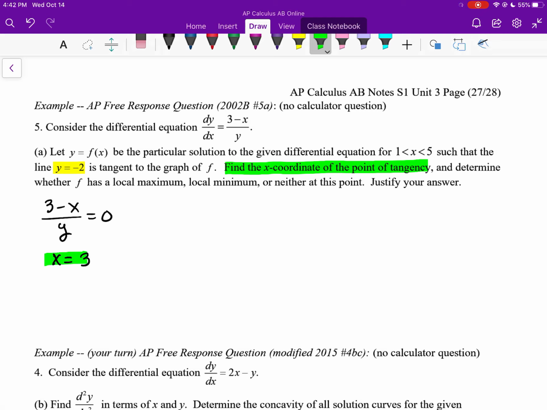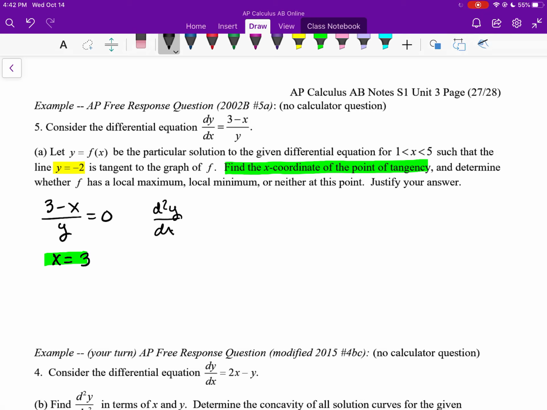Then they want us to determine whether this has a local maximum, a local minimum, or neither. Well, I know I have a horizontal tangent. This particular function, since it has both x's and y's, is going to be difficult to analyze in terms of what's going on over here with the function. It'd be much easier to try to figure out what's going on with the second derivative, and maybe I can figure out if I have a concave up or a concave down, and I'll know what's going on. So let's go find our second derivative.